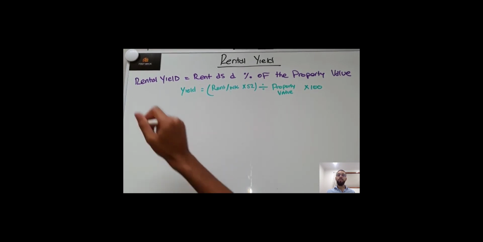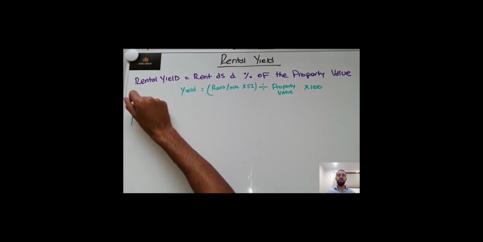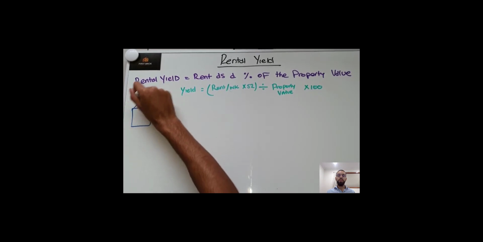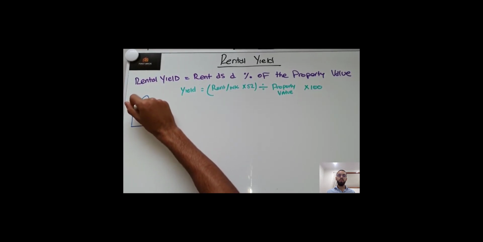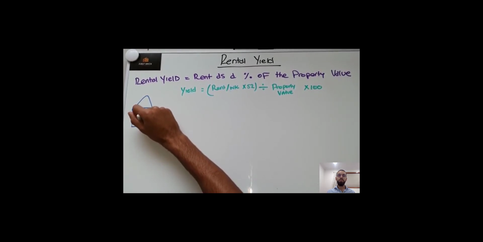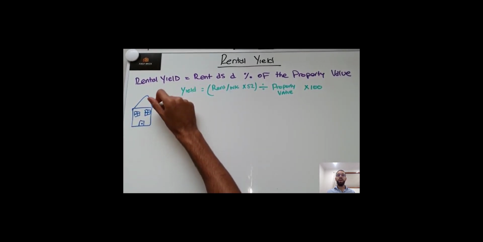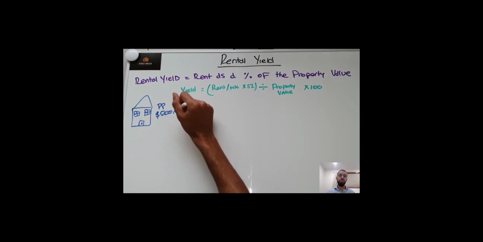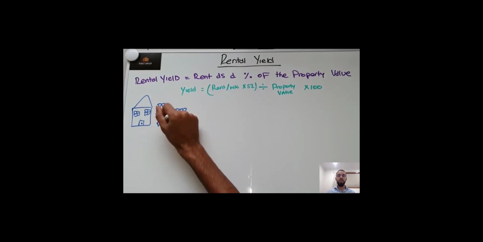Now let's look at an example here. So let's draw a nice house, blue house, let's go 2 windows, put a door, and let's say we purchased this house for $500,000. So the purchase price is $500,000, and its value today is $500,000. We get a tenant and we get them to pay rent at $450 a week.